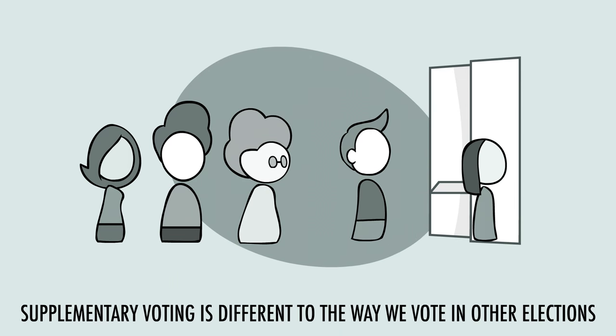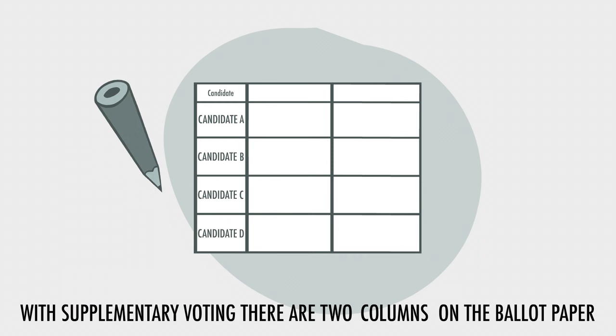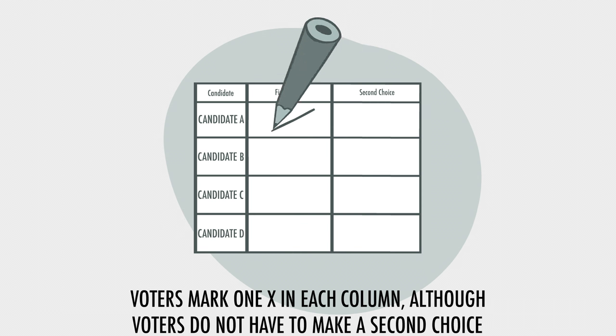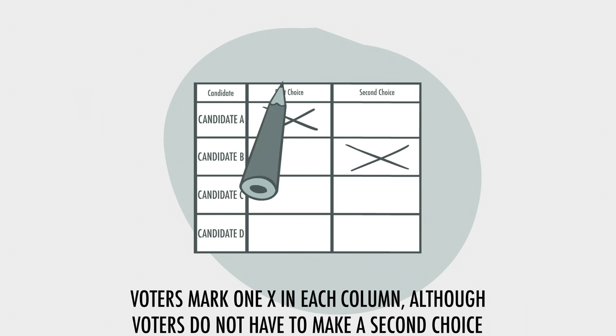Supplementary voting is different to the way we vote in other elections. With supplementary voting, there are two columns on the ballot paper. One for voters to mark their first choice, and one to mark a second. Voters mark one X in each column, although voters do not have to make a second choice.